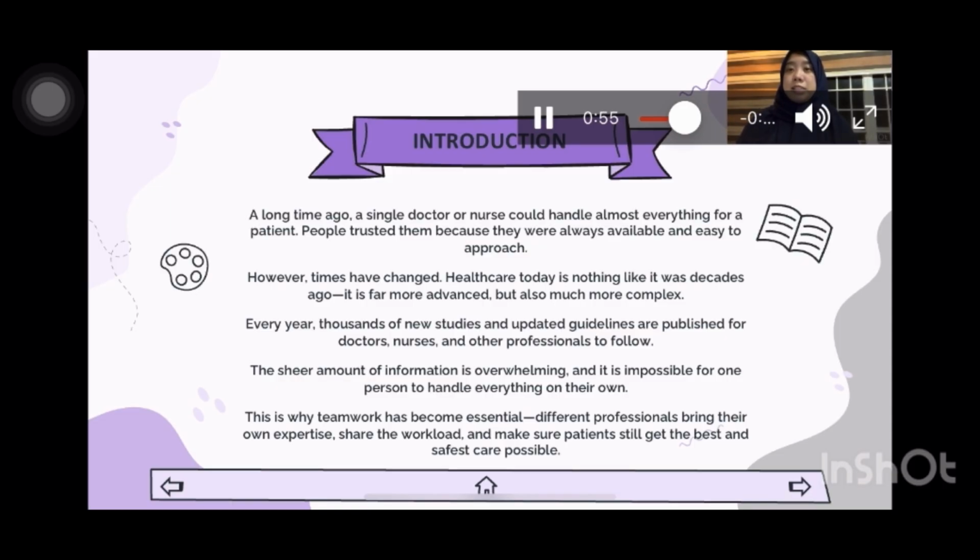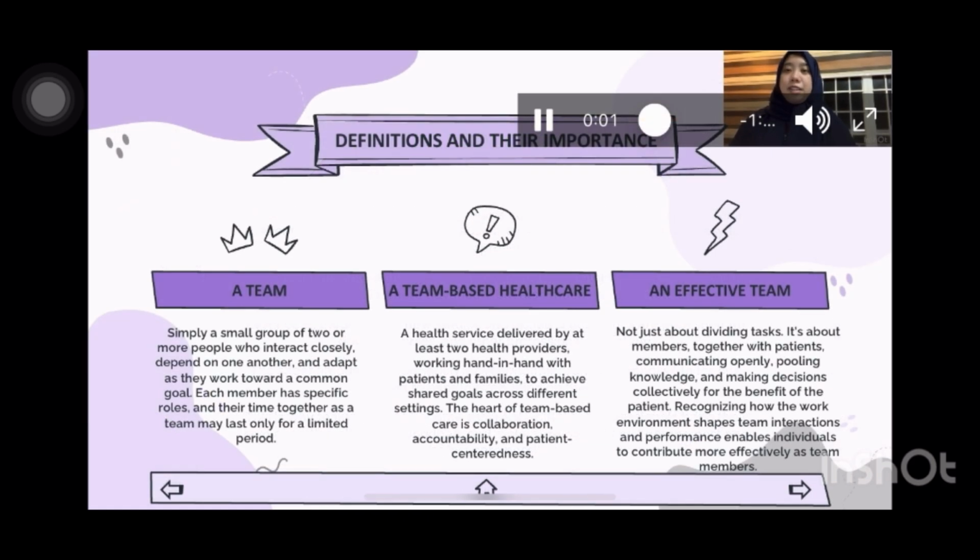This is why teamwork has become essential. Different professionals bring their own expertise, share the workload, and make sure patients still get the best and safest care possible. This module will guide us in understanding the values, principles, and the strategies behind successful teamwork, while also learning how to overcome the common challenges that team members face. The definitions and their importance.